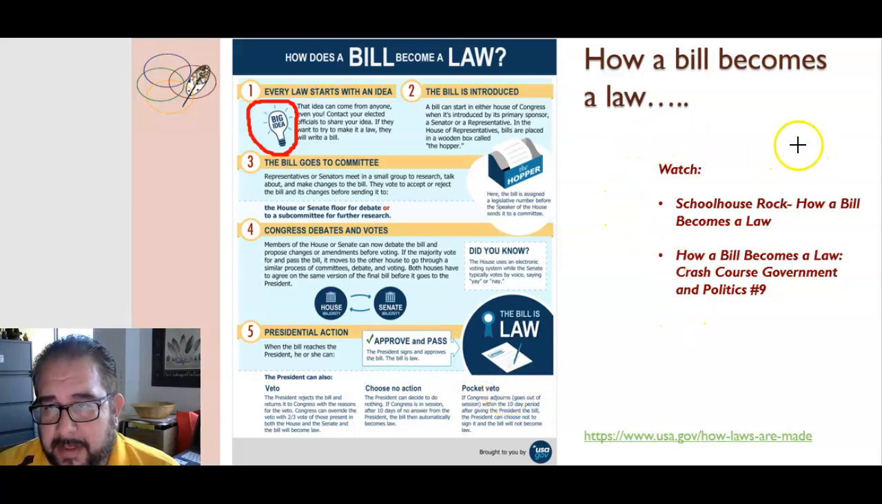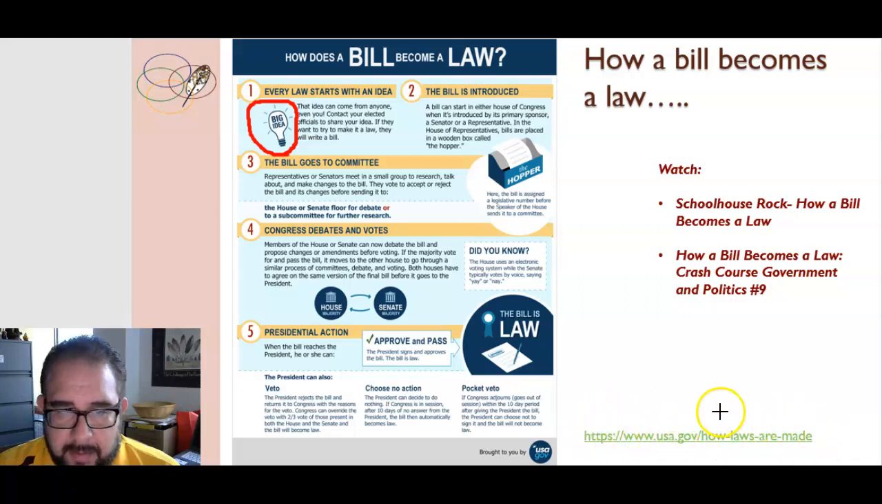So we have some videos that are in the module that you should look at to get a better idea of how a bill becomes a law. And here's a link here. I suggest clicking on this for more information, for more details.